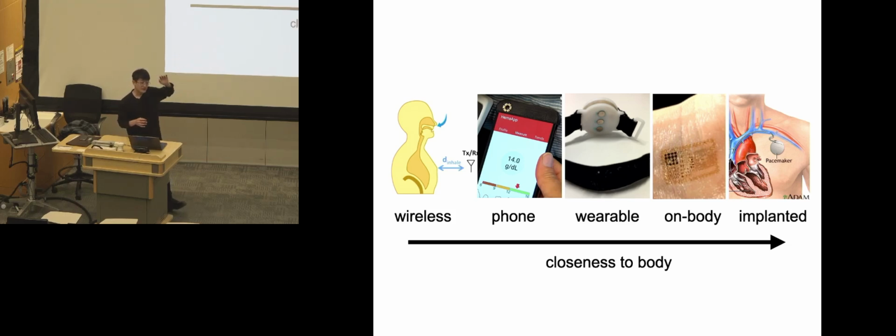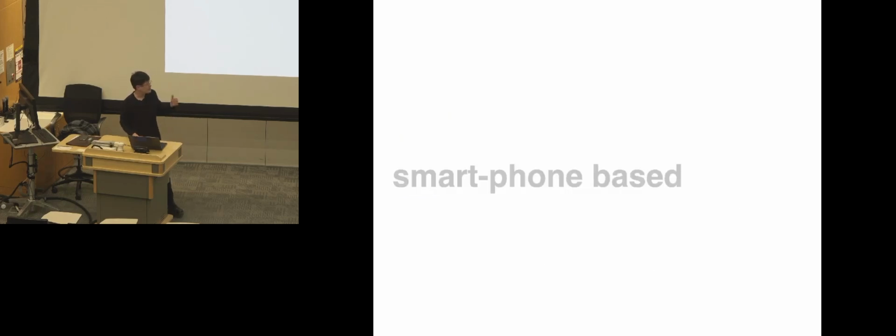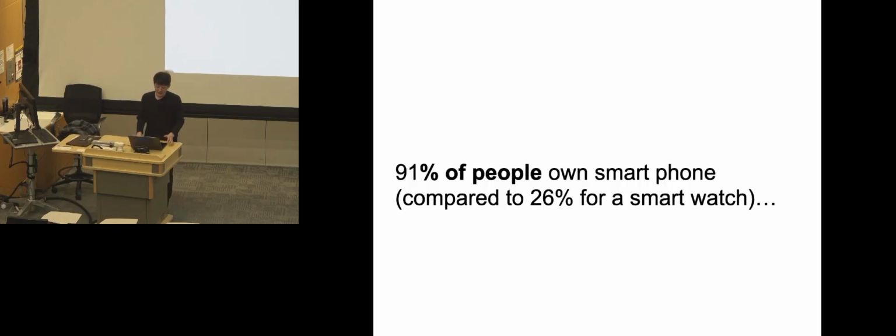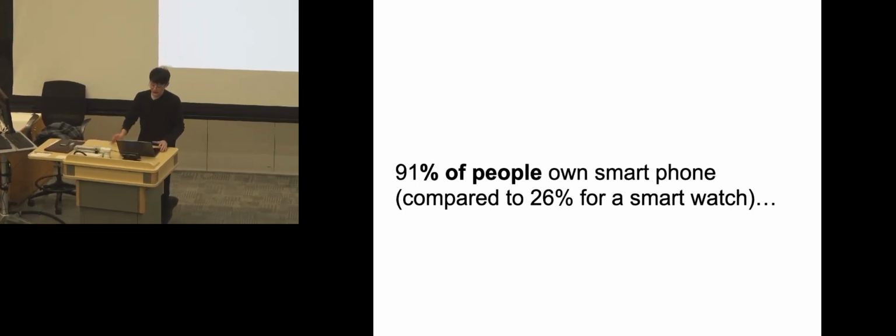This is generally how the distance of the devices to your body determines which type of signal they are able to measure. So first, we are going to go into the smartphone-based, because as of last year, about 91% of people in the US own a smartphone, compared to the next biggest one, probably the smartwatch, which is only 26% owned in the United States.